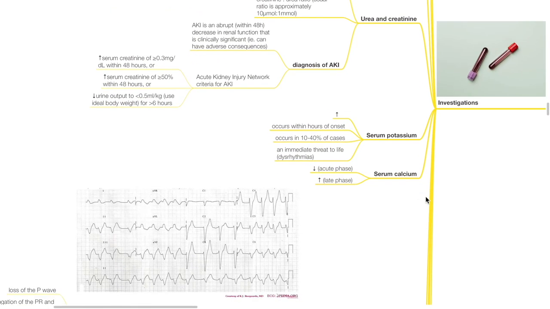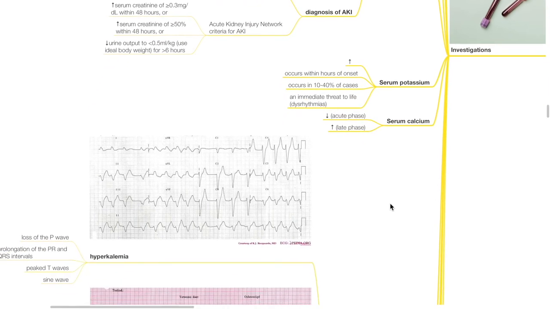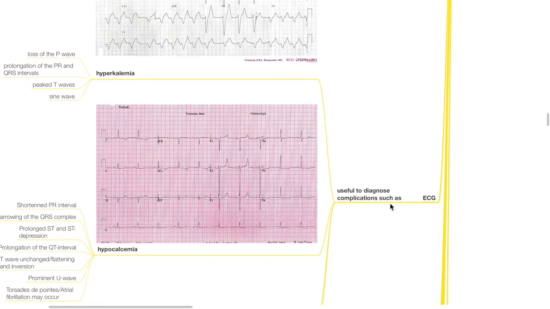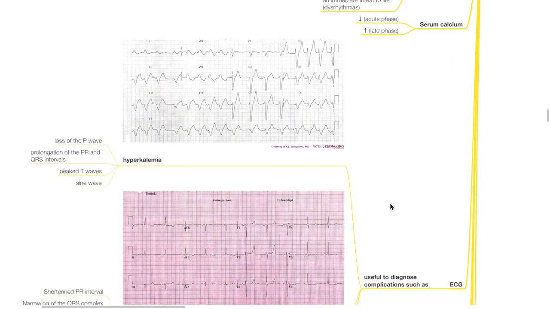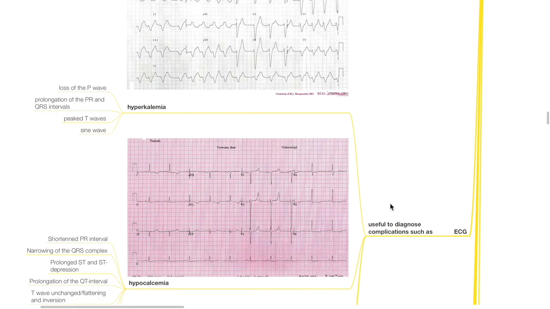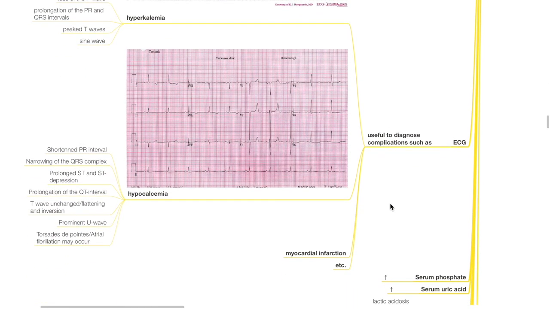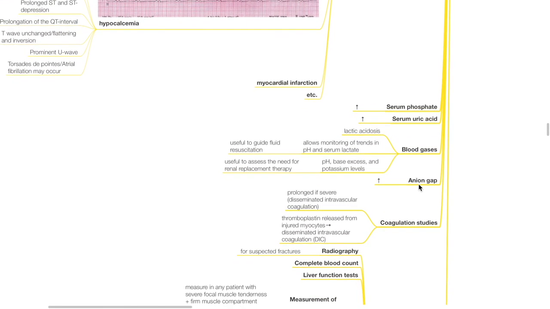Serum potassium may be increased, which occurs within hours of onset of rhabdomyolysis. Hyperkalemia occurs in 10 to 40% of cases and is an immediate threat to life due to cardiac arrhythmias. Serum calcium may be reduced in the acute phase and increased in the late phase. ECG is useful to diagnose complications such as hyperkalemia and hypocalcemia-induced arrhythmias and myocardial infarction. Serum phosphate and uric acid may be increased. Blood gases may show lactic acidosis.